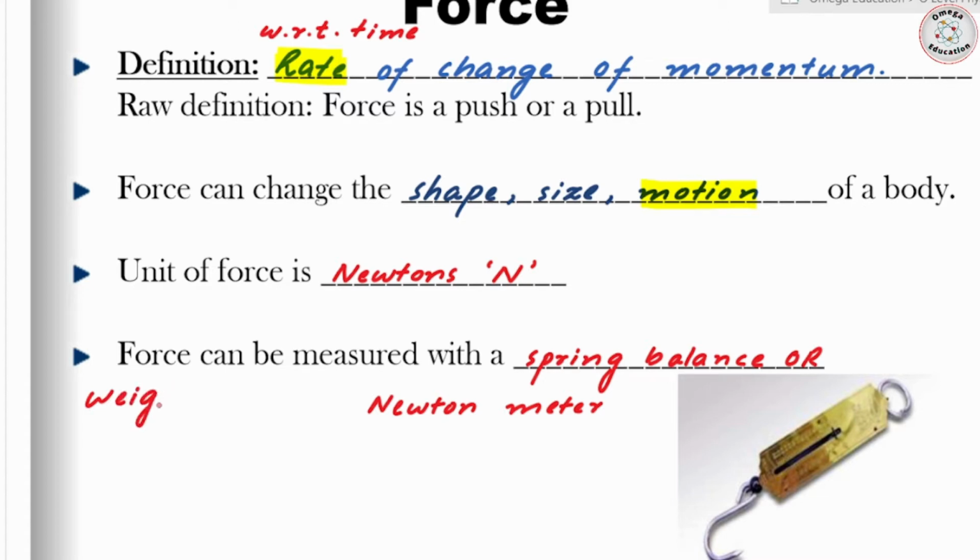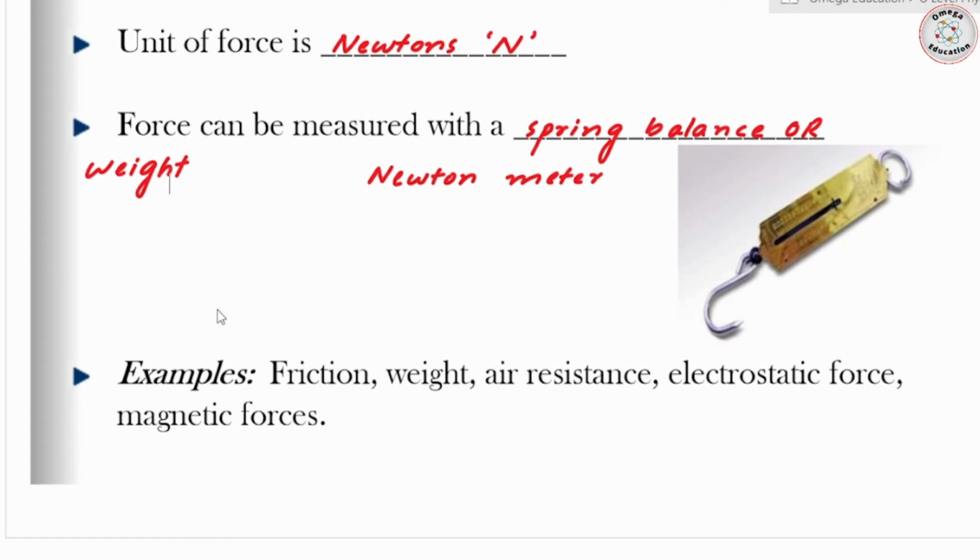I mean, we can also measure the pushing force or the pulling force with the help of spring balance, but we prefer to measure a certain kind of force with the help of spring balance, and that force is weight. And it should be clear at this stage that weight is nothing but a force. Weight is also measured in newtons, so it is a force. Examples of some of the forces are friction, weight of an object, air resistance, which itself is a kind of friction, electrostatic force, magnetic force, electromagnetic force, gravitational force, and stuff like that.